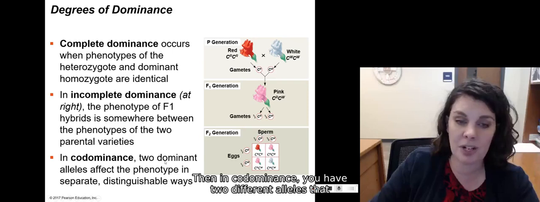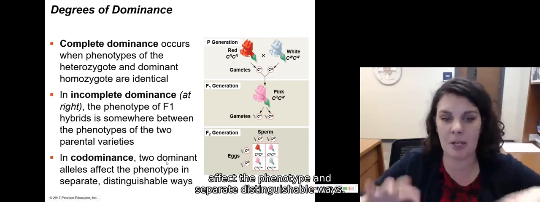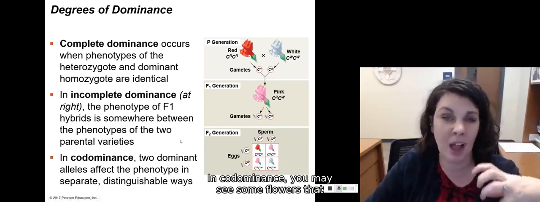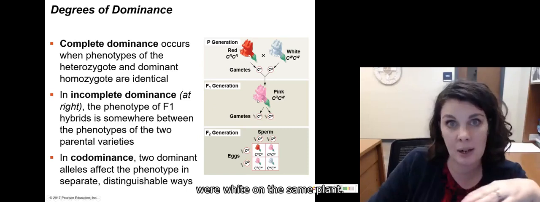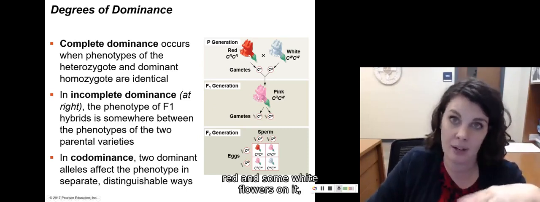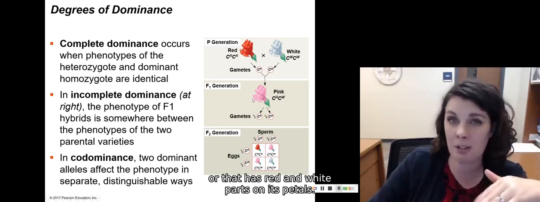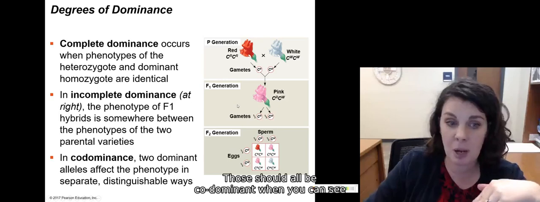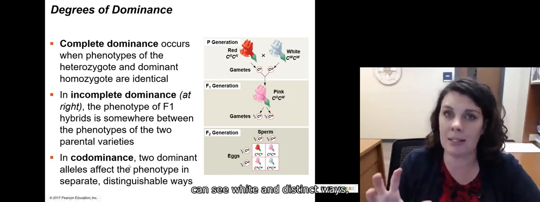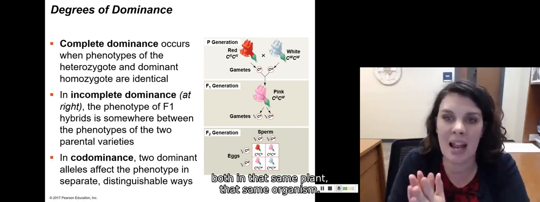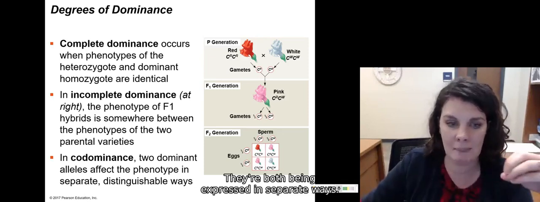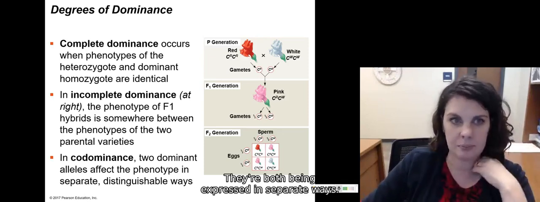And then in codominance, you have 2 different alleles that affect the phenotype in separate, distinguishable ways. So in codominance, you may see some flowers that were red and some flowers that were white on the same plant. You may see a flower that has some red and some white flowers on it, or that has red and white parts on its petals. So those would all be codominance, when you can see red in distinct ways and you can see white in distinct ways, both in that same plant, that same organism. They are both being expressed in separate ways.